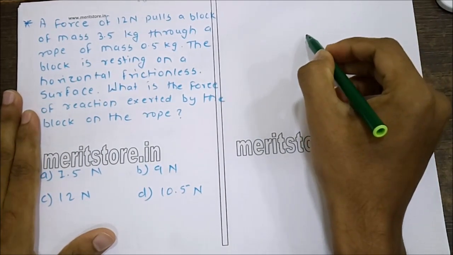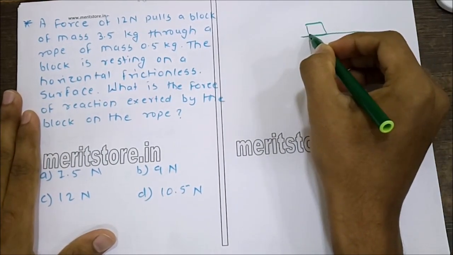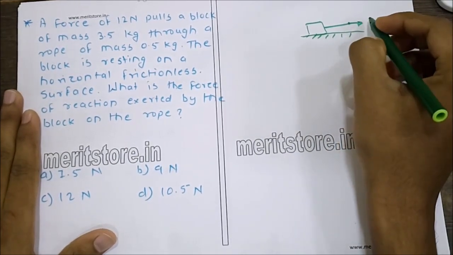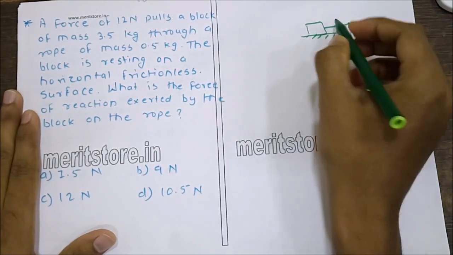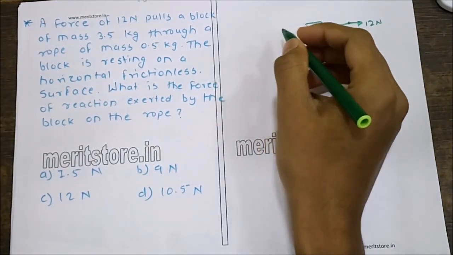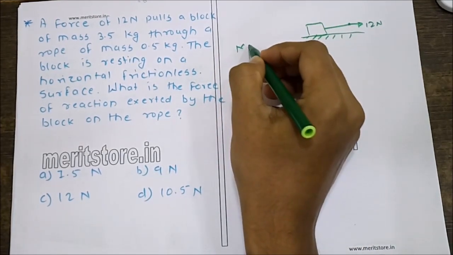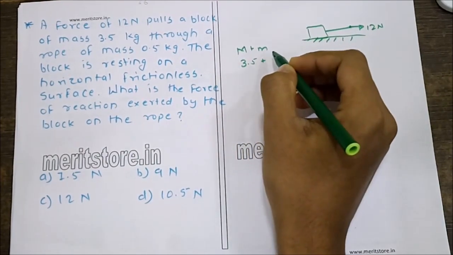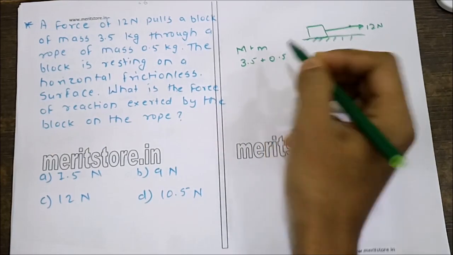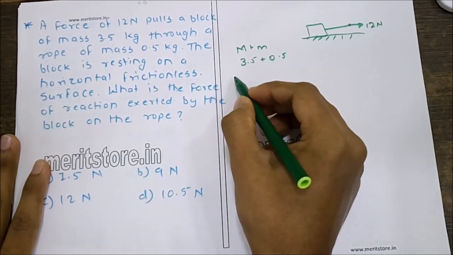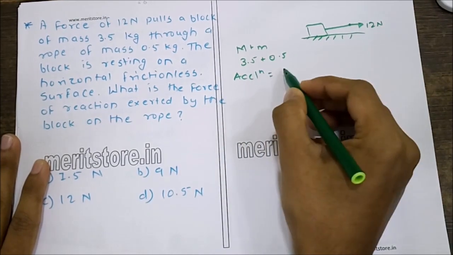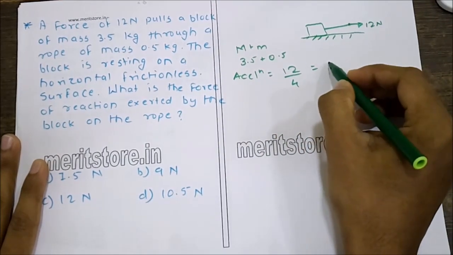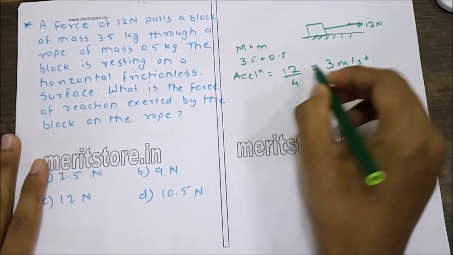Let us draw the figure for this sum. This is a block which is resting on a frictionless surface and it is pulled by a rope with a force of 12 newtons. So the combined mass of the block and the rope is nothing but M plus m, that is 3.5 plus 0.5 kg. Now acceleration for the entire system is given by force per unit mass, that is 12 newtons upon 3.5 plus 0.5, that is 4 kgs. So acceleration is 3 meters per second square.